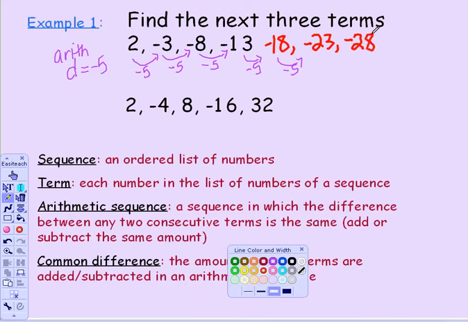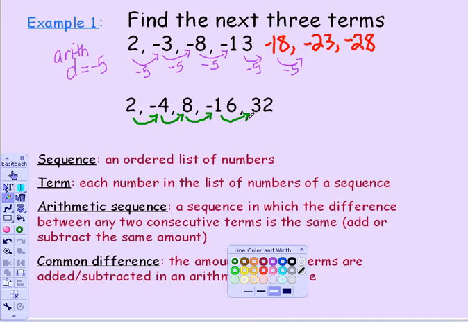In the next example, we're looking for that pattern. So what's happening in between these terms? What is that pattern? First of all, we're going to try some subtraction. When you try subtracting, these don't have the same constant difference, that same common difference. So then try some dividing.